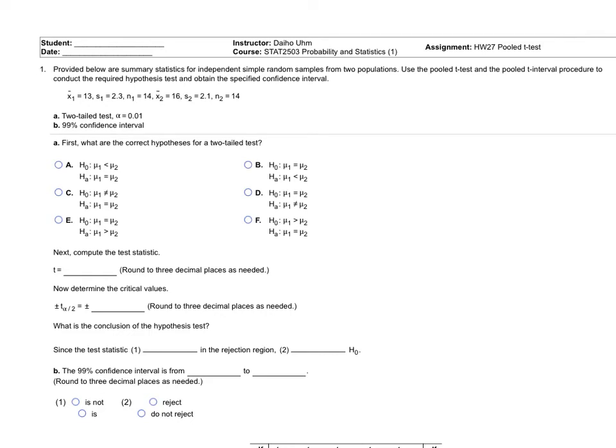It is homework for the pooled t-test. So now we have two groups, one from sample number 1 and one from sample number 2. In number 1, we have to apply the two-tailed. Two-tailed means in the alternative hypothesis we have to put the not equal to.